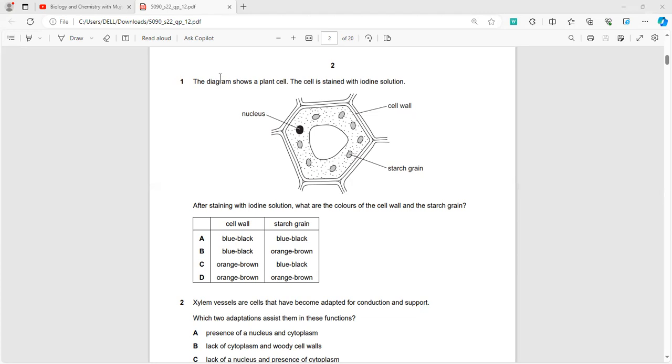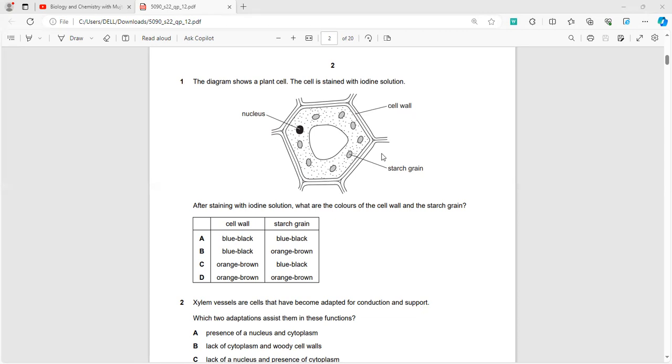So now we're gonna start off with question number 1, in which they say that a plant cell has been stained with iodine solution, and you can see that in it there are starch grains. So we know that whenever iodine is placed on a carbohydrate, it changes color to a bluish blackish color, whereas in the absence of carbohydrates, its color is orangish brown.